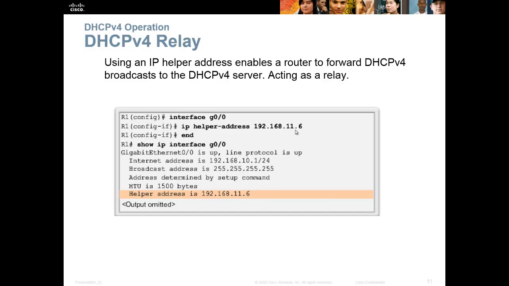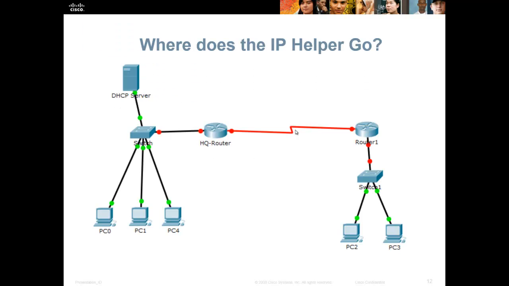Now, because the DHCP packets are formatted differently than everything else, the router understands that the IP helper address says, hey, if it's a DHCP request, I can change it from a broadcast and accept it, but all other broadcasts will still be killed. They call that the relay agent. Your router's acting as a DHCP relay. So again, where does the helper go? Closest to the client. If I'm trying to get DHCP to PC2, the helper address goes on that interface there.